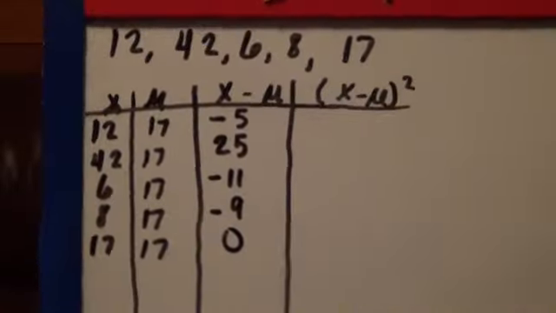In the next column, we're going to subtract the average from x. So 12 minus 17 is negative 5. 42 minus 17 is 25. 6 minus 17 is negative 11. 8 minus 17 is negative 9. And 17 minus 17 is 0. So that's how we fill out the third column of our chart.